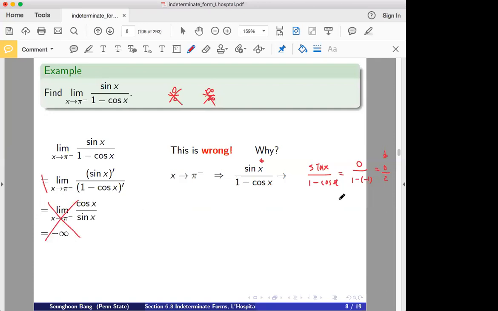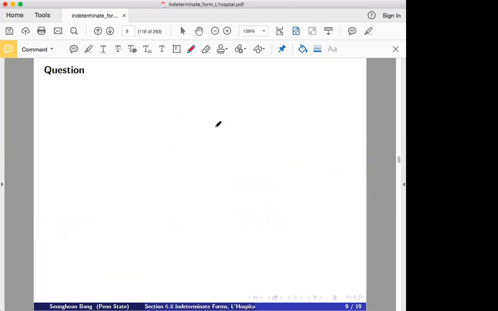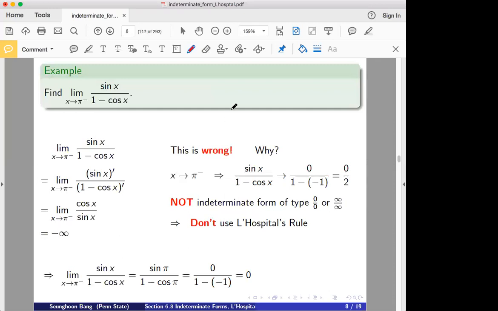What is the answer? 0 over 2 is just 0. The answer is 0. Really be careful. When do you use L'Hopital's rule? Just 0 over 0 form or infinity over infinity form. Other cases, don't use L'Hopital's rule. This is very important. It's good. Next one.